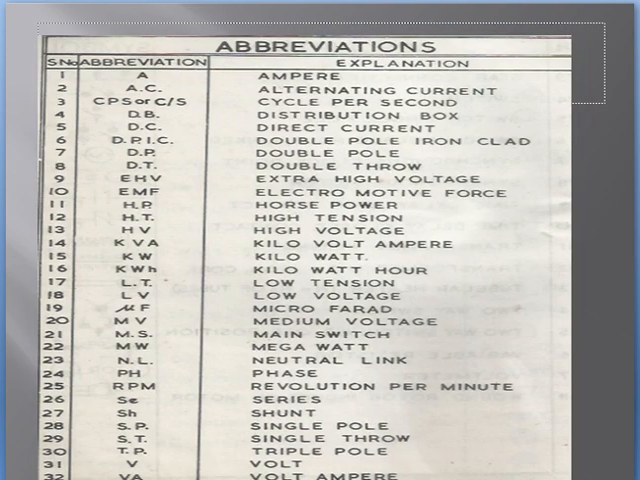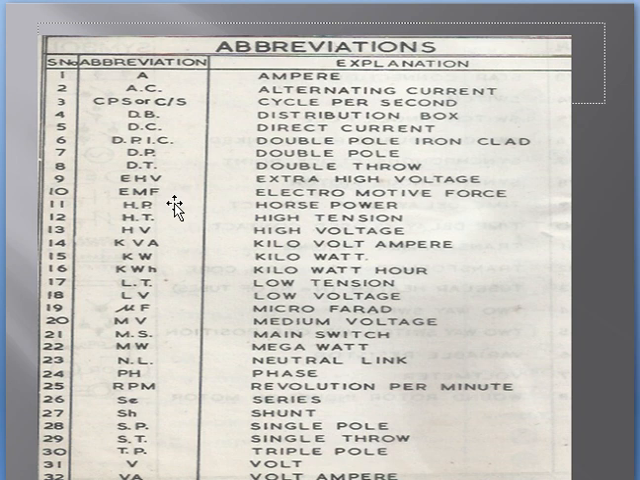Next, some abbreviations which are to be used for the purpose of electrical drawing as well as reading an electrical drawing. Abbreviations such as capital A, which we understand as ampere. AC is alternating current. Similarly, DC is direct current. DB is distribution box. C oblique S is cycles per second.